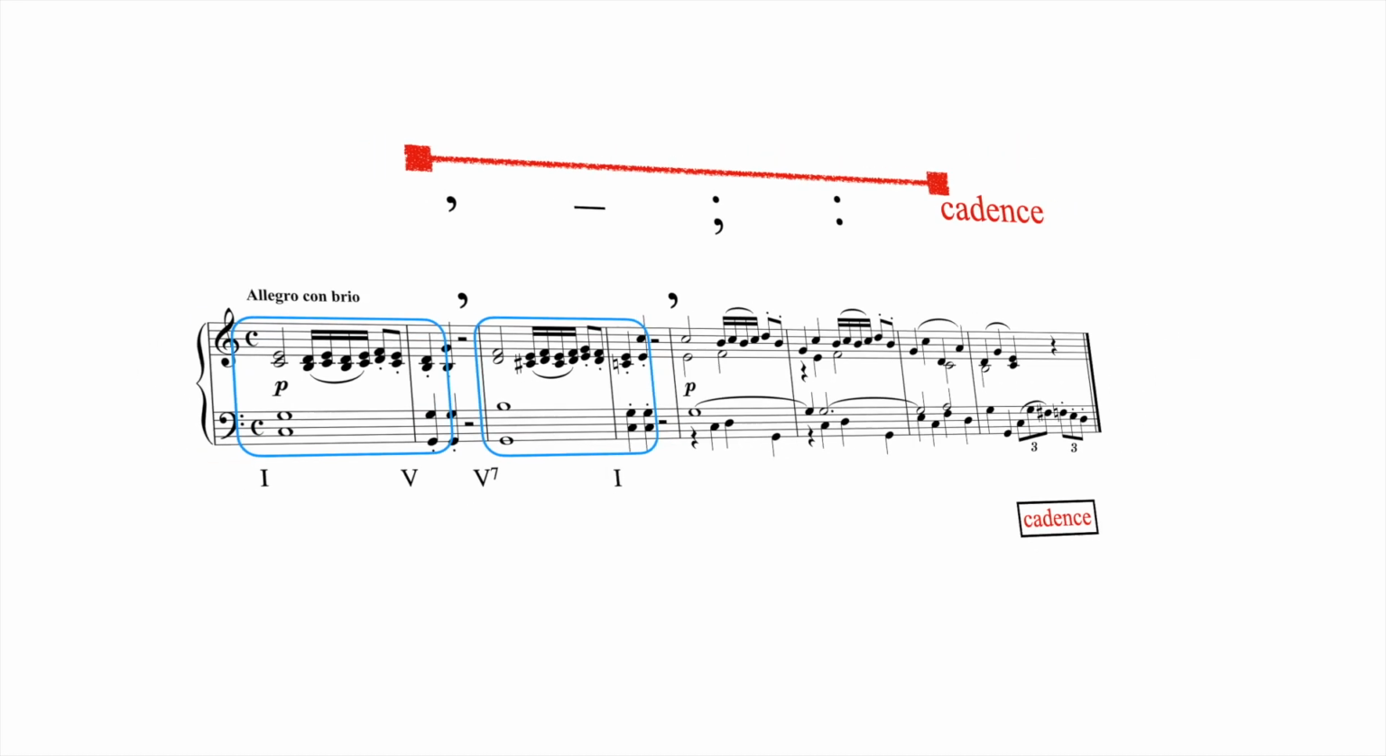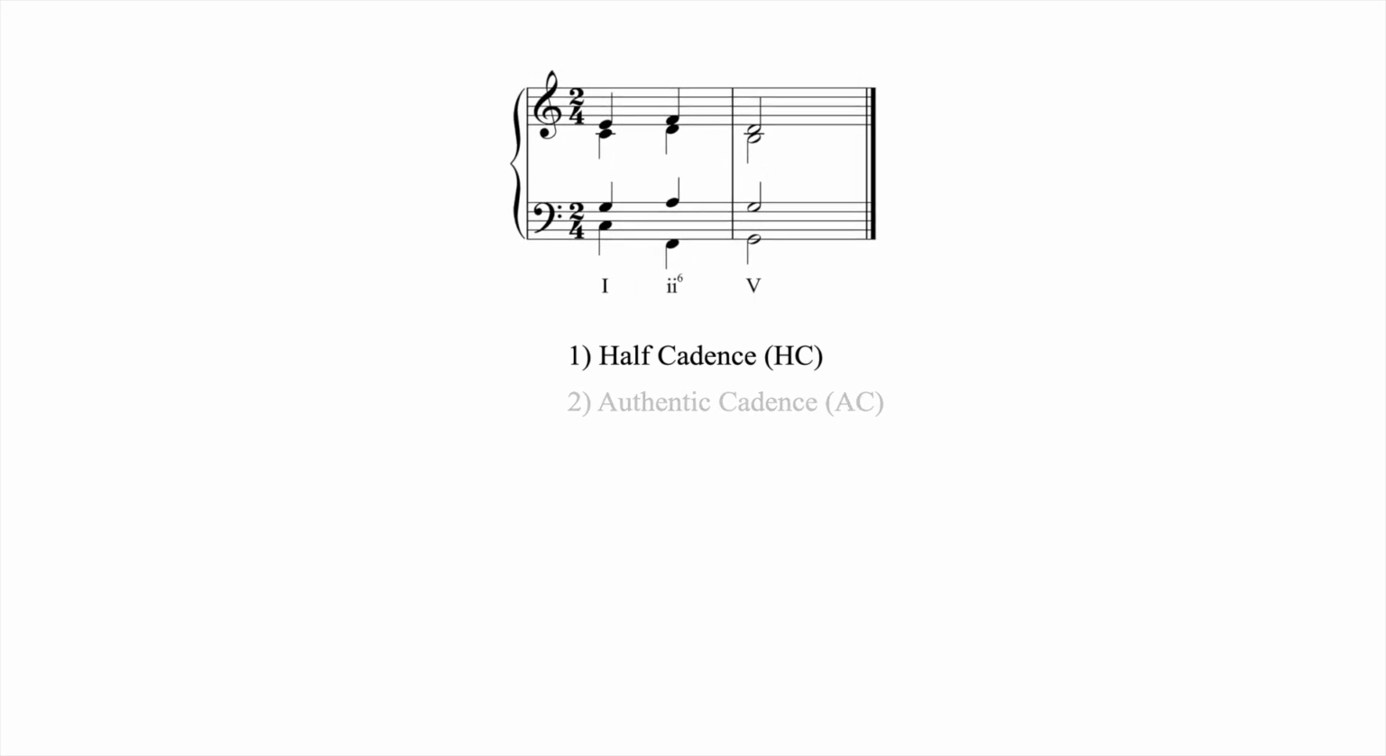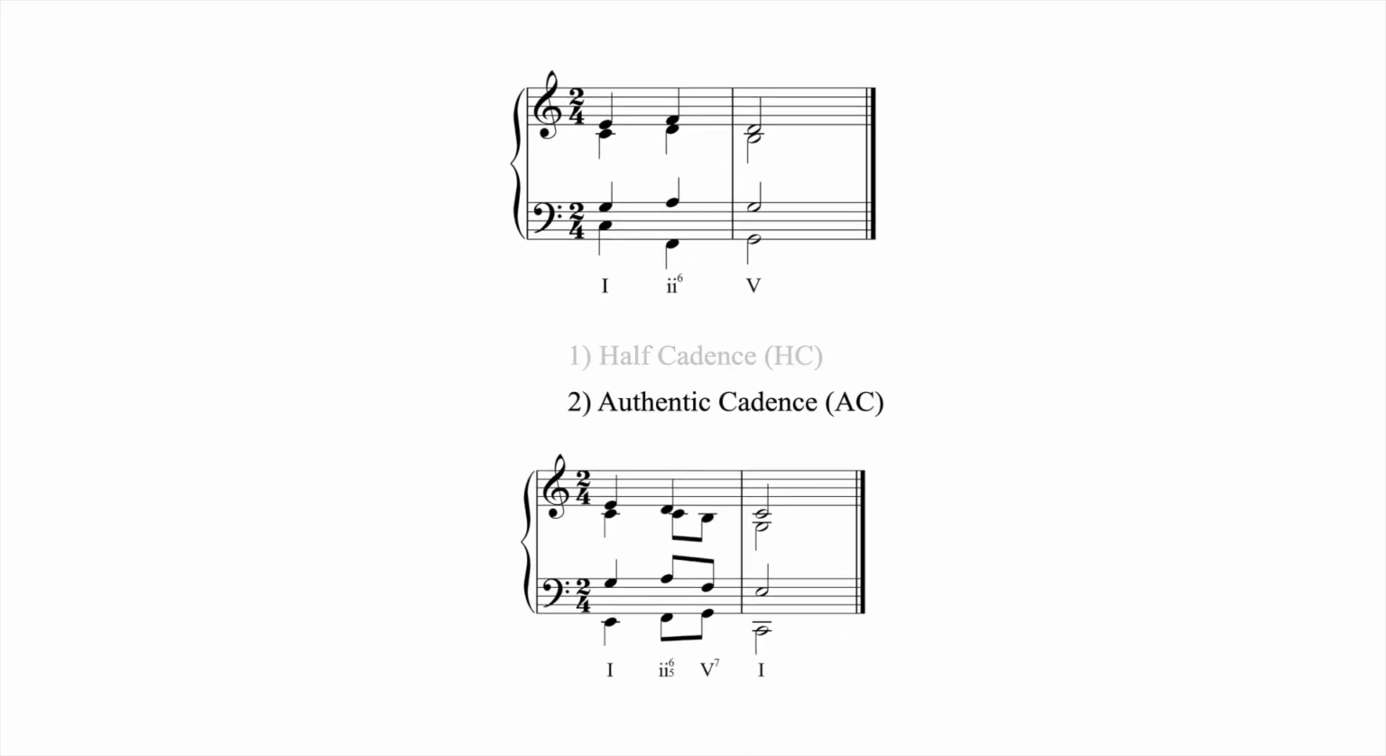We can distill cadence to two main criteria. One, that 5 be in root position so as to provide a strong root motion worthy of a cadence, and two, that the progression serve to end a thematic unit. There are two principal cadence types, half and authentic. A half cadence, HC, ends on 5 in root position, and an authentic cadence, AC, ends on 1 in root position.